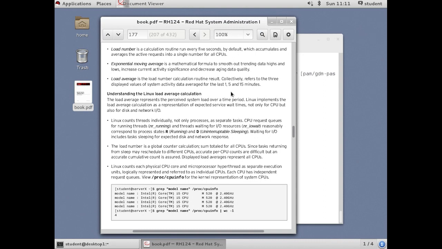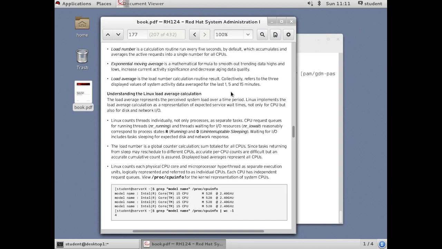Okay, next, this load number is a global counter calculation. What that means is we take the count of the running queues from all the CPUs and we put it together. One of the reasons why we do it this way is because things can migrate from one CPU to another, it is actually difficult to get an accurate count on a per CPU basis, but we can guarantee that the total count across all of them is accurate. So we do this load number as a global counter calculation.